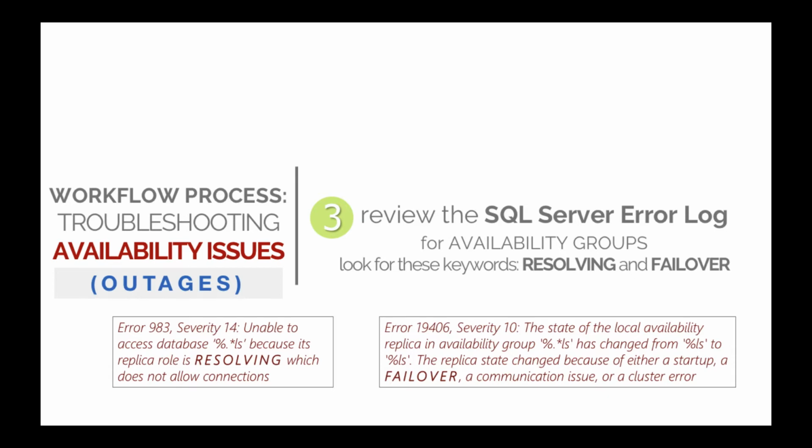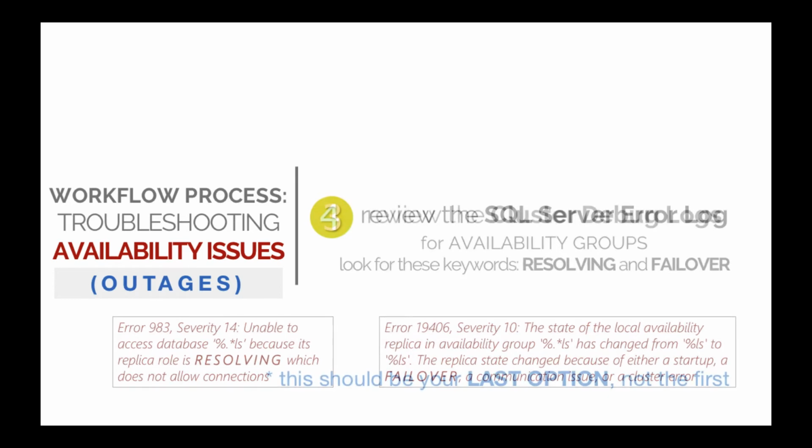In this case, the example is error 19406. The state of the local availability replica in availability group has changed from one state to another state. The replica state changed because of either a startup, a failover, or a communication issue or a cluster error occurred.